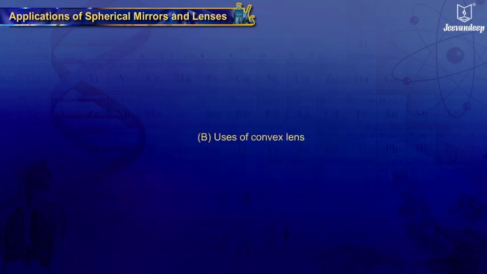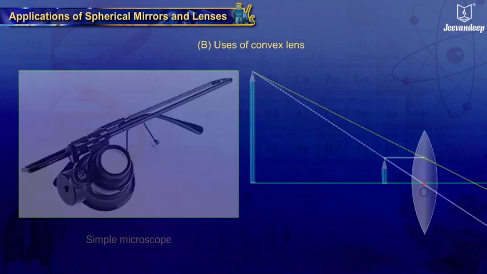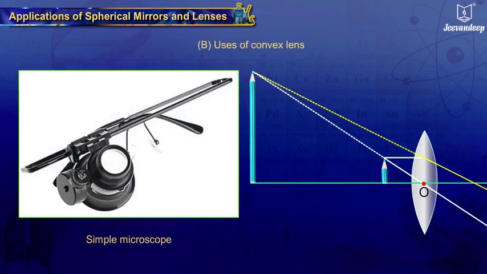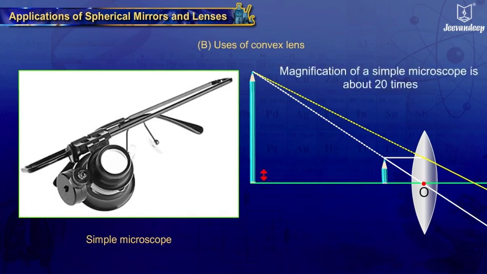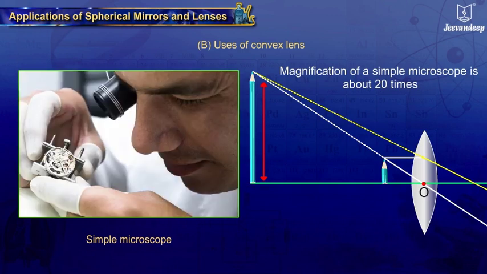B. Uses of convex lens. Simple microscope. A single convex lens of small focal length can be used as a simple microscope. Magnification of a simple microscope is about 20 times. It is used by watch repairers, jewelers, etc.